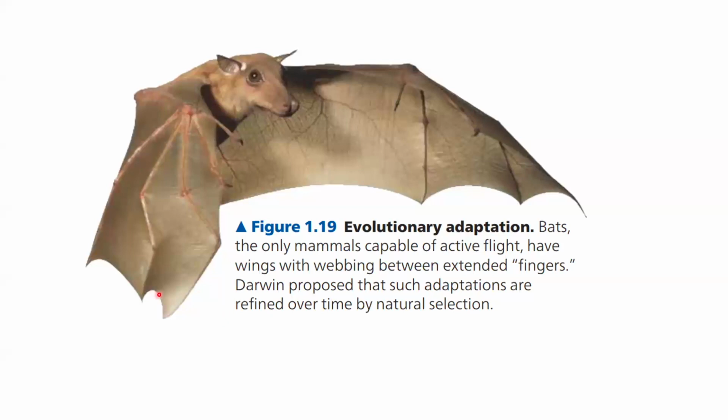And this is an example where, as a result of natural selection, the hand or the bones of the hand were repurposed or shaped over time to result in a bat wing. This is an example, as they say, of evolutionary adaptation.